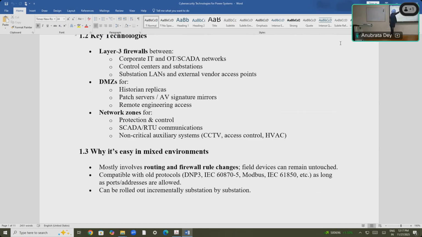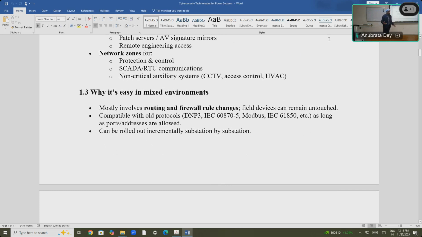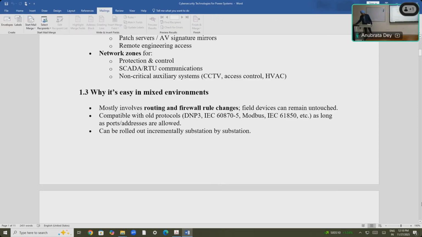The key technology is firewalls and DMZs. You could have a firewall between corporate IT, OT, control centers and substations, substation LAN, and external vendor access points. DMZs for patch servers and so on. And then network zones for protection, SCADA, RTU, and so on. Why is it easy to implement in a mixed environment? Obviously it is some work, but it basically involves routing and firewall rule changes, and it can be rolled out incrementally, substation by substation. So this is one of the easiest technologies.